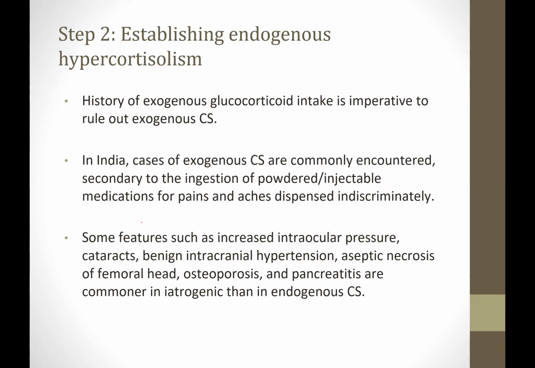Establishing endogenous hypercortisolism. Before establishing, a history of exogenous glucocorticoid intake is imperative to rule out exogenous Cushing syndrome. In India, cases of exogenous Cushing syndrome are commonly encountered secondary to the ingestion of powder or injectable medication for pains and aches dispensed indiscriminately. Some features such as increased intraocular pressure, cataracts, benign intracranial hypertension, aseptic necrosis of femoral head, osteoporosis, and pancreatitis are commoner in iatrogenic than in endogenous Cushing syndrome. It is a beautiful statement that they have made.